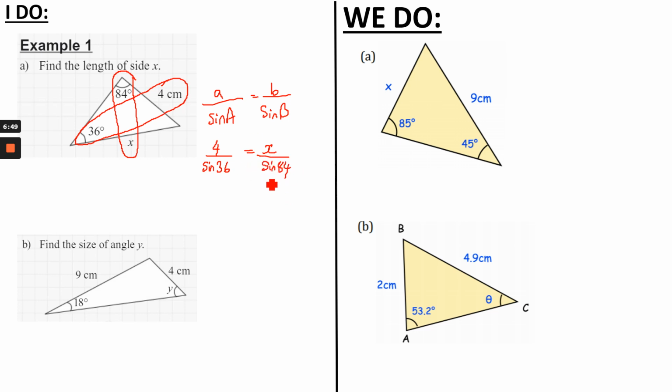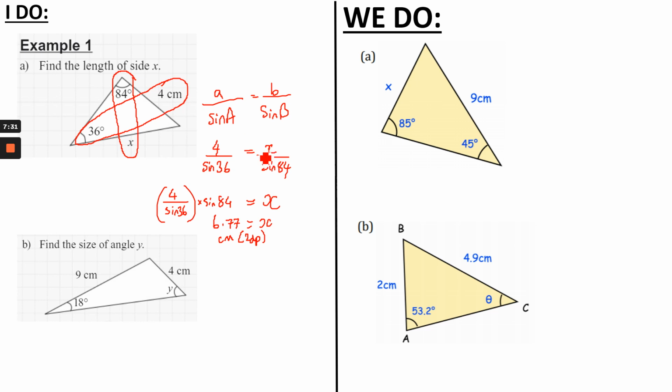Once we've got this, we can now just rearrange that equation. How do I get x on its own? Well, I need to multiply both sides by sine 84. So I've got 4 divided by sine 36, and I'm just multiplying that by sine 84. Now bear with me whilst I type this into my calculator. I'm going to write it exactly as I've written it. So 4 over sine 36 multiplied by sine 84 gives me an answer of 6.77 centimeters to 2 decimal places. Copy that down and we'll go through another example after you have done that.